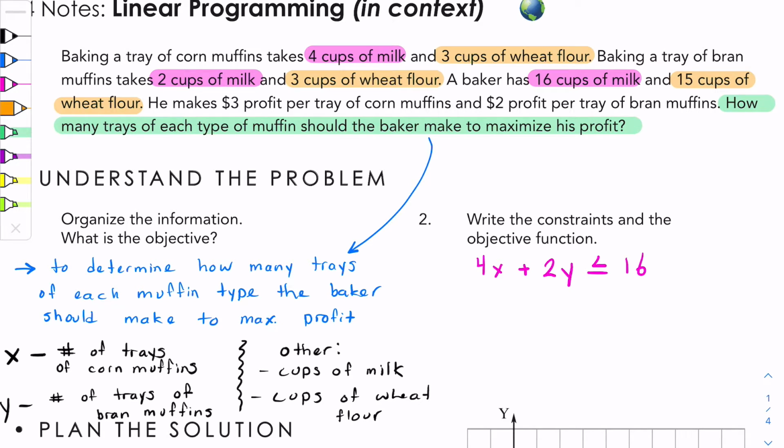Next, I'm going to do what I highlighted in orange. So 3 cups of wheat flour per tray of corn muffins, that would be 3x, plus 3 cups of wheat flour per tray of bran muffins, or 3y. This has to be 15 or less, so we're going to use less than or equal to 15.